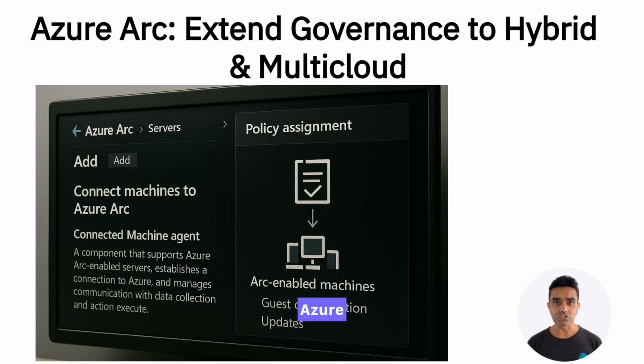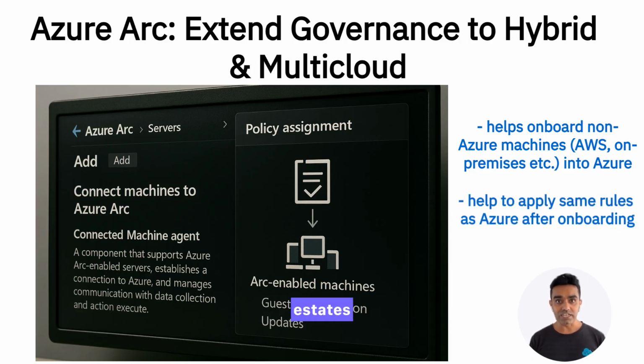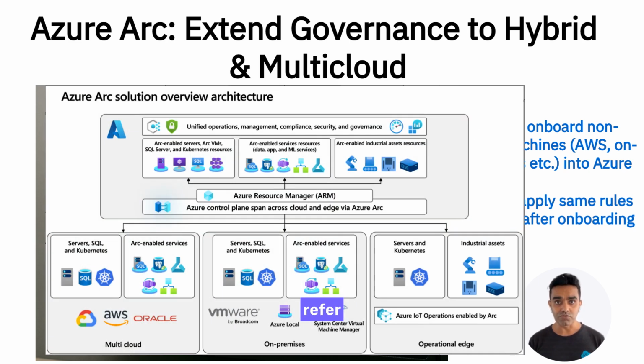Next topic is Azure Arc. It projects non-Azure servers, Kubernetes clusters, and data services into Azure Resource Manager, so you can apply policy, RBAC, and management at scale, wherever the resource lives. This is how you make hybrid estates obey the same rules as Azure, one control plane. You can also refer to the Microsoft recommended solution architecture of Azure Arc on screen now.